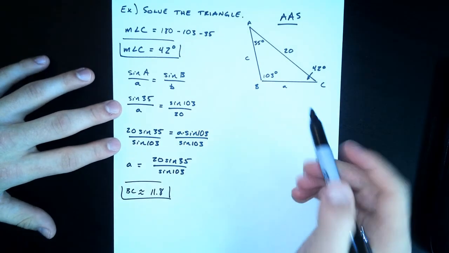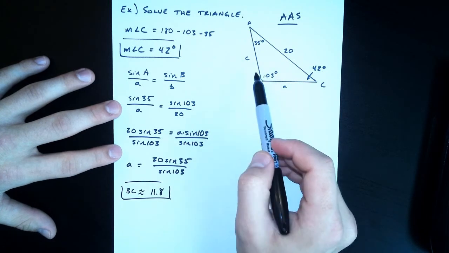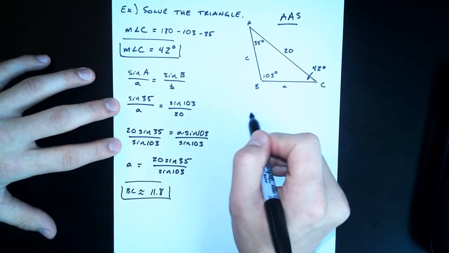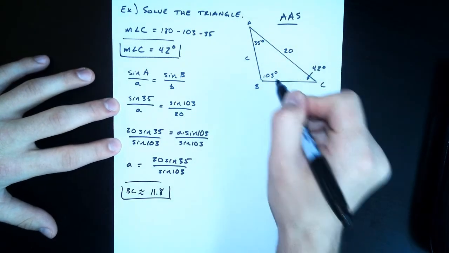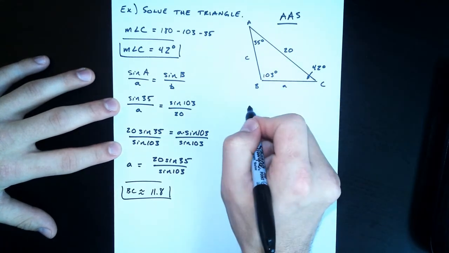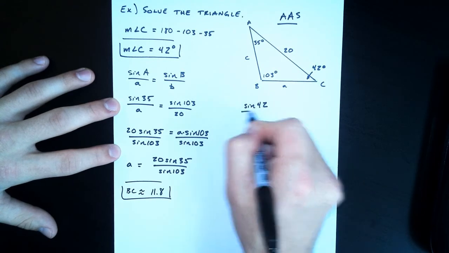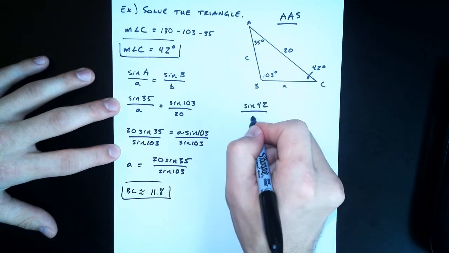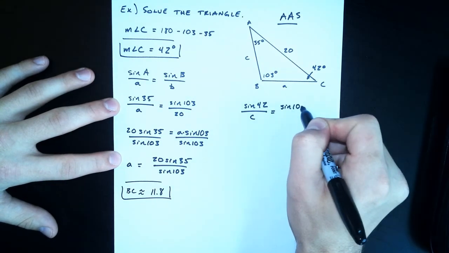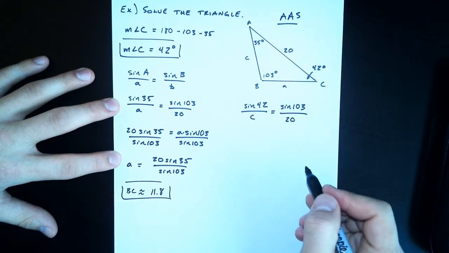Okay, we have one more piece of information to find, this last side. Now, I think the easiest way to do that is just to use the law of sines again. We are still going to use our one pair that we know here, but in this case, we're going to switch and we're going to use the 42 for angle C. So we have the sine of 42, and the side across from that is C. And we'll set that equal to the sine of 103, and the side across from that one is 20.